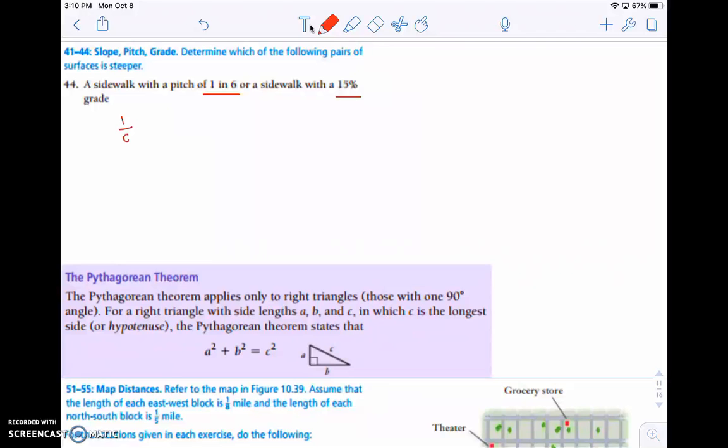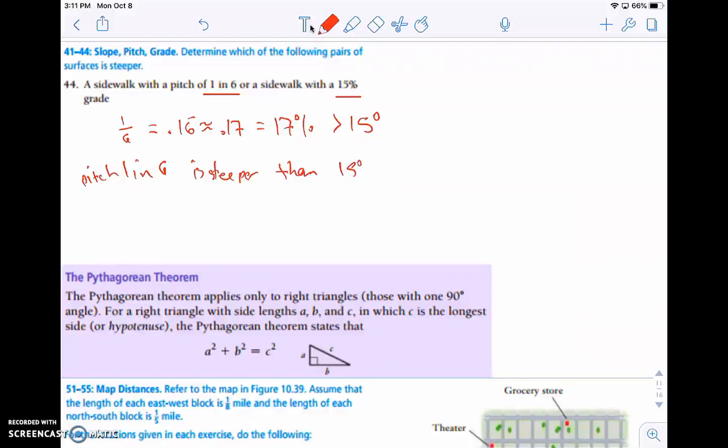Well, we're going to take that pitch 1 in 6, which is 0.16 repeated, or approximately 0.17. And 0.17 as a percentage is 17%. 17% is greater than 15%. So a road with a pitch of 1 in 6 is steeper than a 15% grade road.